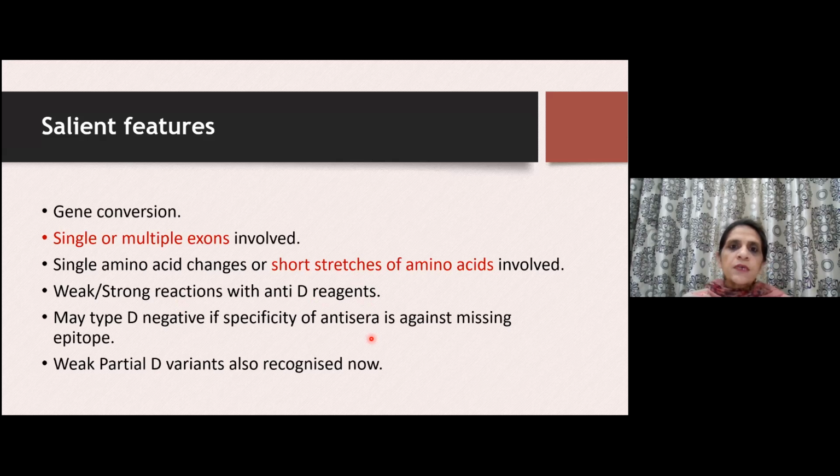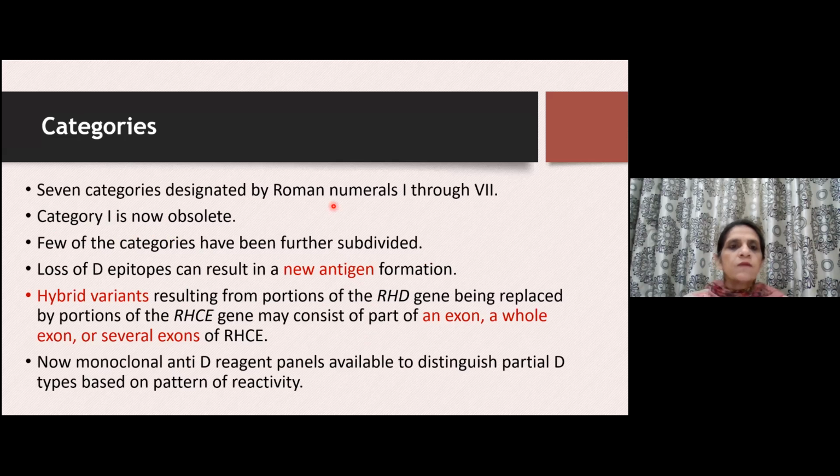Now, as I told earlier, weak partial D variants are also recognized now. So although initially 7 categories were designated by Roman numerals from 1 to 7, category 1 is now obsolete and a few categories have been further subdivided and new antigens have been formed due to loss of D epitopes. So hybrid variants which result from a portion of the RHD gene being replaced by a portion of the CE gene may consist of either an exon, a whole exon, or even several exons of RHCE.